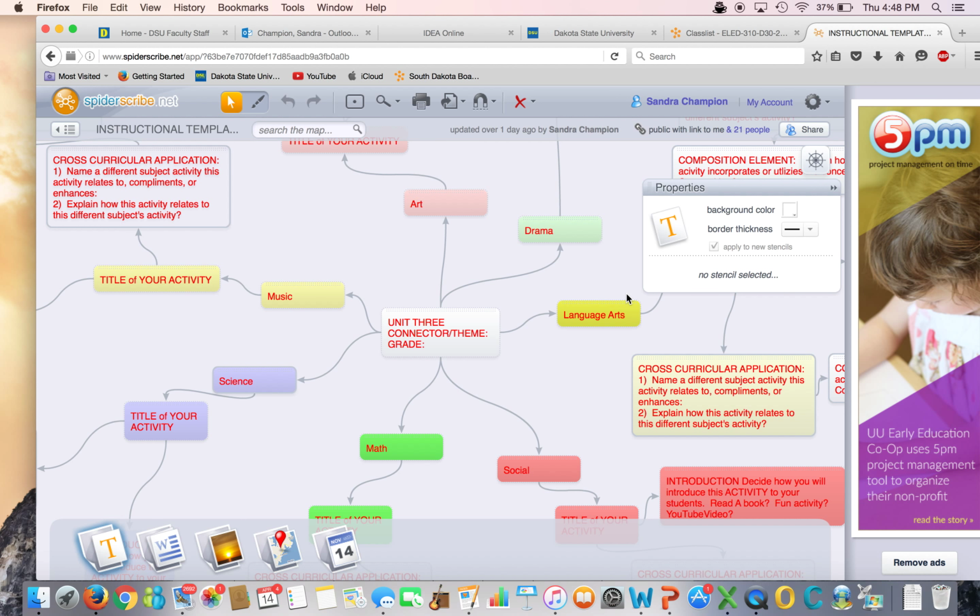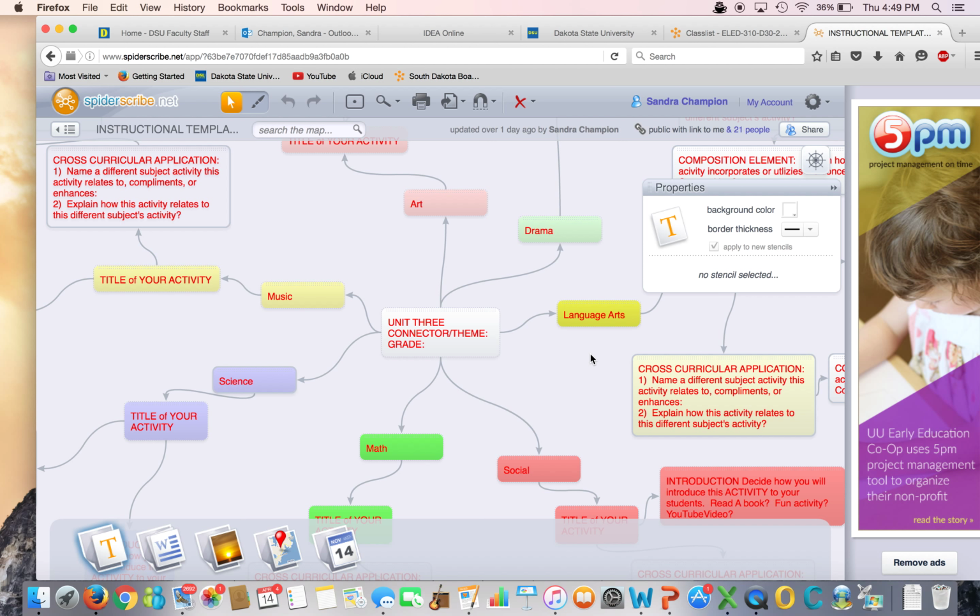Hello, I'm going to walk you through the instructional template for Unit 3, which is going to be focusing on composition. You've studied composition in music, art, and drama, and you're going to apply the concept of composition in language arts, social studies, math, and science. So your job is to figure out, as we've had discussions that you watched in videos, how to utilize the concept of composition in language arts, math, science, and social studies.